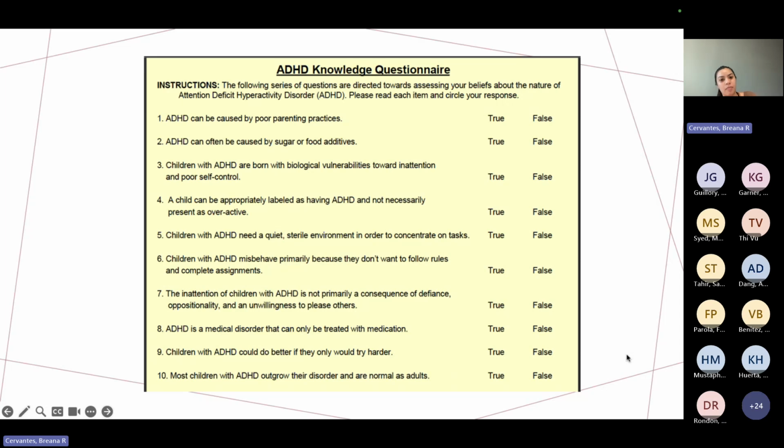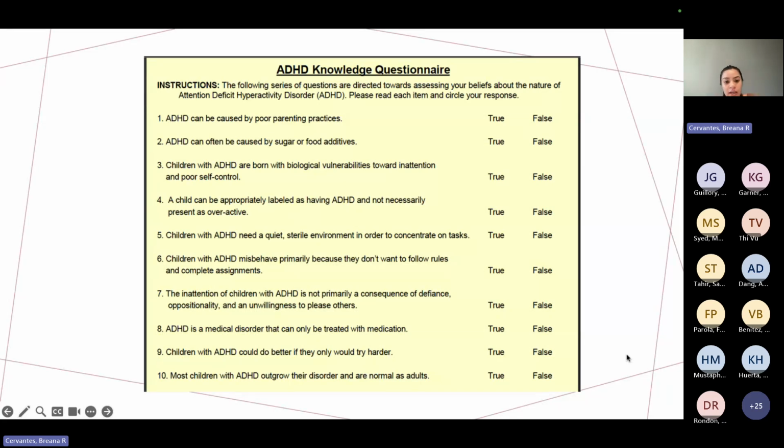Okay, a child can be appropriately labeled as having ADHD and not necessarily present as overactive. True. Yeah. You guys know a lot already. Okay, children with ADHD need a quiet, sterile environment in order to concentrate on tasks. False. Yeah, not necessarily, exactly. So that would be false.